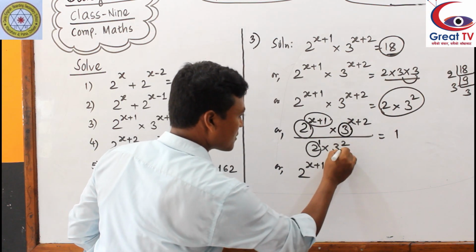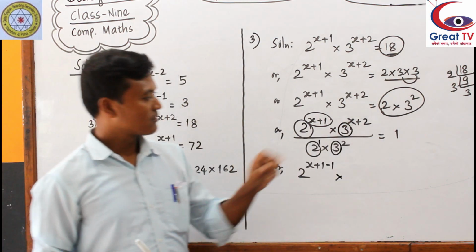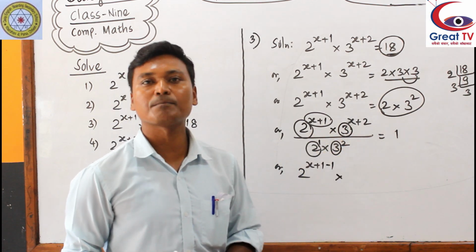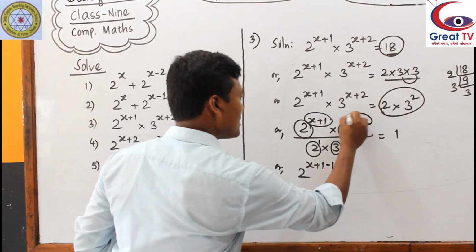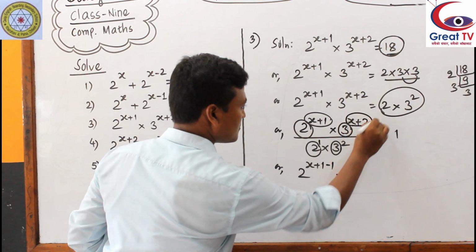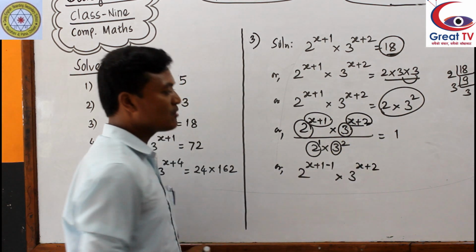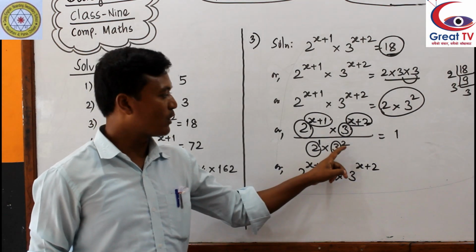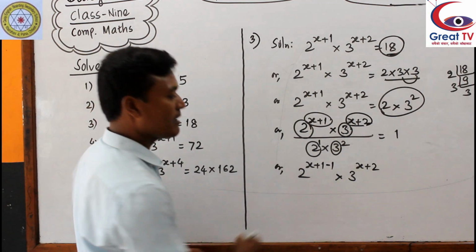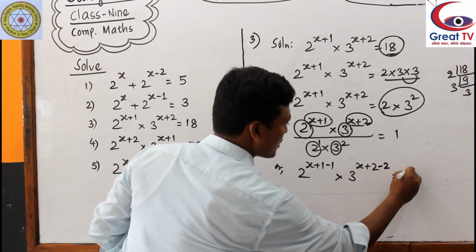Then use the same concept over here. Here is also base 3, and here also base 3, the same base. In division we subtract the powers. Upside we have 3 to the power x plus 2. Downside we have again plus 2. When we take it up, it becomes minus 2, equals 1.